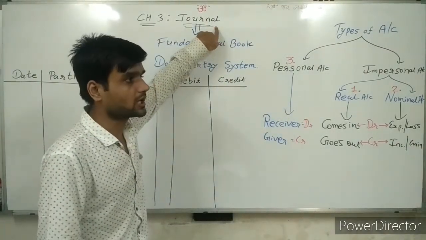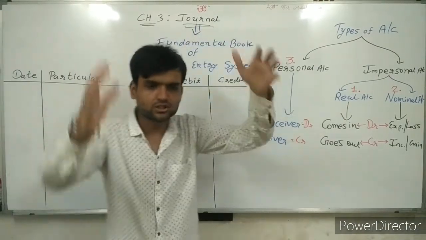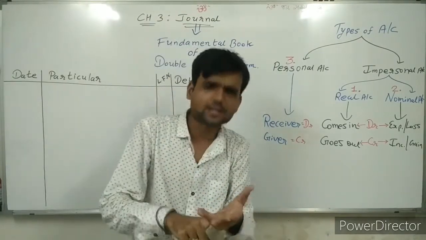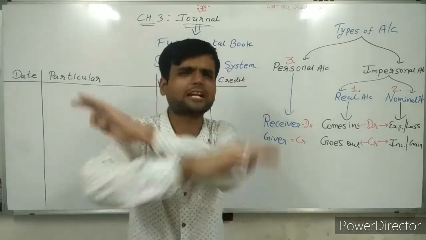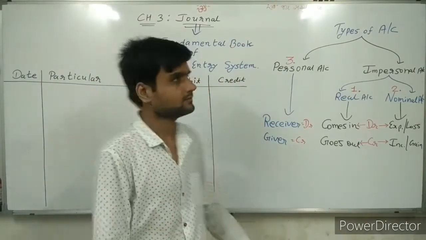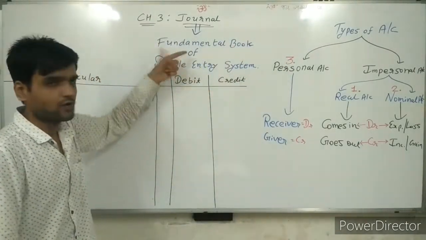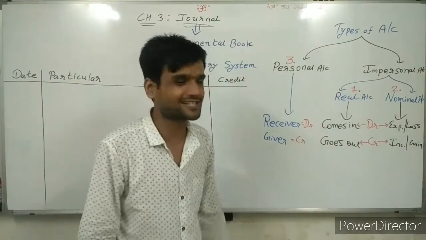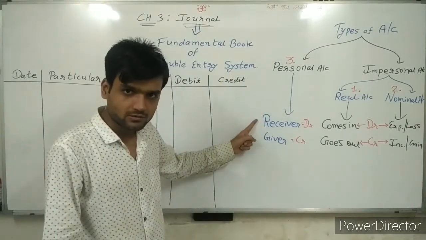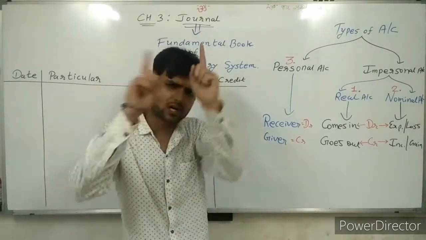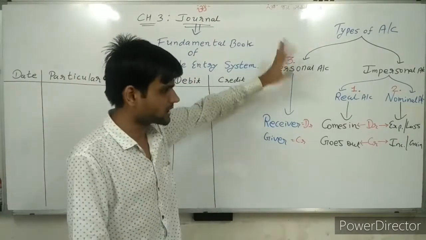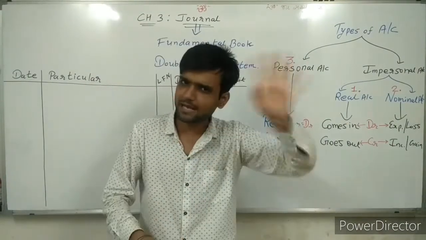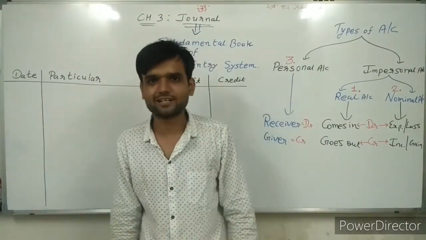Here we are talking about the journal. Now what is a journal? Journal is the fundamental book, the basic book, the first book, without which accounting cannot be started. It is the fundamental book of the double entry system, because we are talking here about the double entry system. If one account is debited, then another account must be credited. It may be personal, real or nominal, whatever the situation may be, but one account is debited and one account is credited.